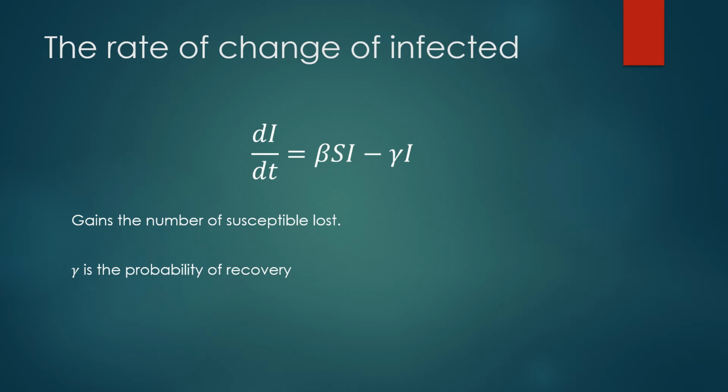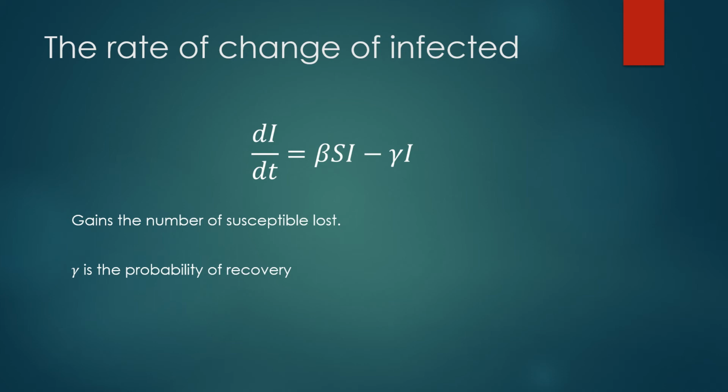Beta SI is the same as before, as we are gaining the number lost from the susceptible category. The people lost from the susceptible category go into the infected, so there's an increase, so there's a positive rate of change. But then we're also minusing gamma I. I is the number of infected, so you times the number infected by the chance of recovery, which is gamma. So the chance of recovery times the number infected tells you how many people will recover each day. So the rate of change of infected is the people becoming infected minus people becoming recovered, pretty much.